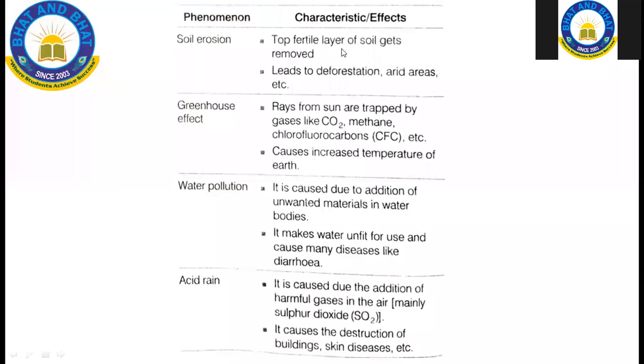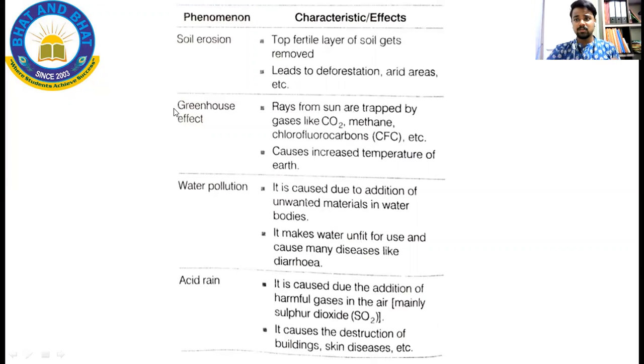So that is soil erosion. Whenever the top layer of the soil gets removed, there will be no proper support to the plants, and hence deforestation takes place. Clear now? The next one is the greenhouse effect.